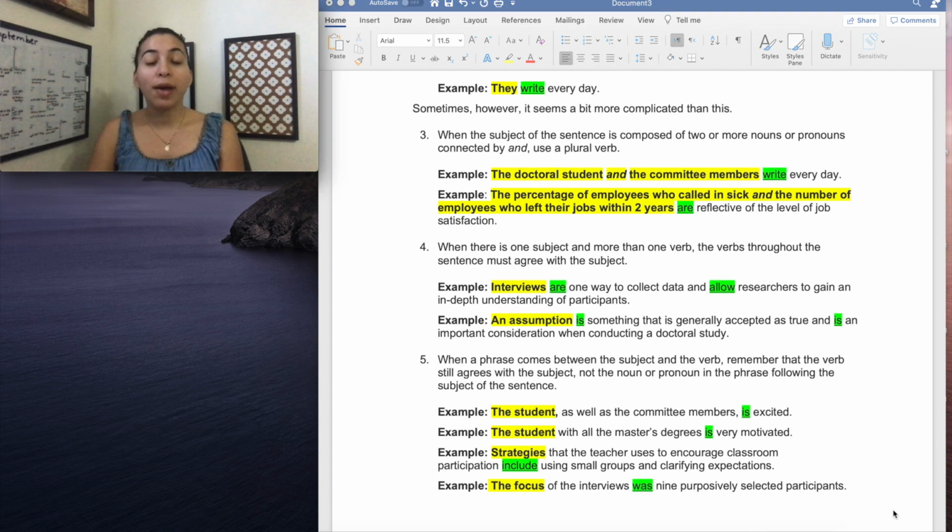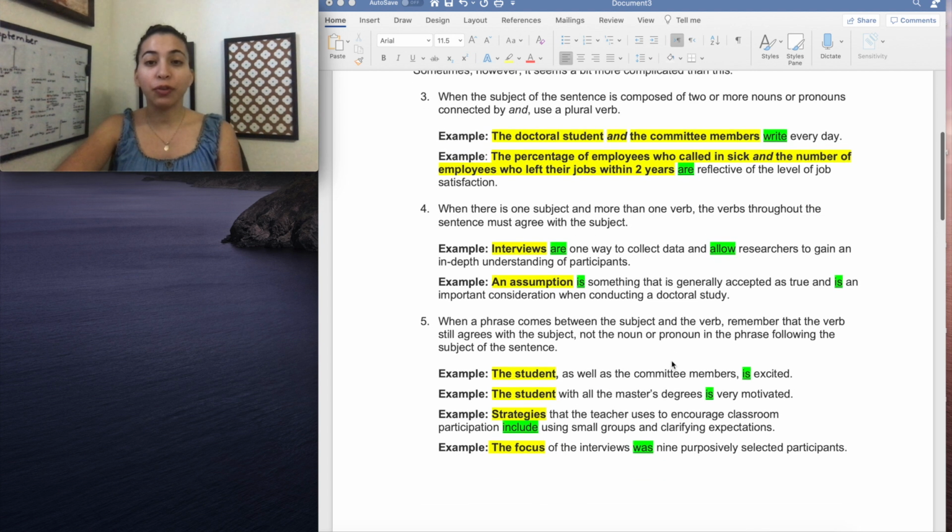When there is one subject and more than one verb, the verbs throughout the sentence must agree with the subject. So sometimes you have John is dancing and singing. Okay, so two verbs, dancing and singing. Both of them have to agree with the subject. For example, interviews are one way to collect data and allow researchers to gain an in-depth understanding of participants.